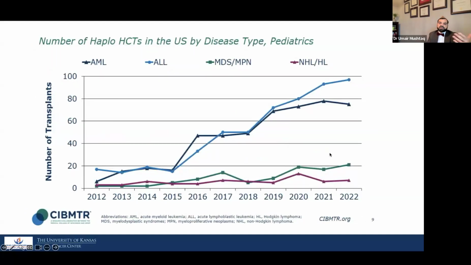The same thing is seen in the pediatric population, especially for pediatric cancers such as acute lymphoblastic leukemia, acute myeloid leukemia, MDS, and lymphomas; there has been growth of haplotransplantation. These two lines show the transplants being performed for AML and ALL. There is not much growth in lymphoma and MDS, as these are relatively rare diseases in kids, and there are other better options compared to allogeneic transplantation in lymphoma.